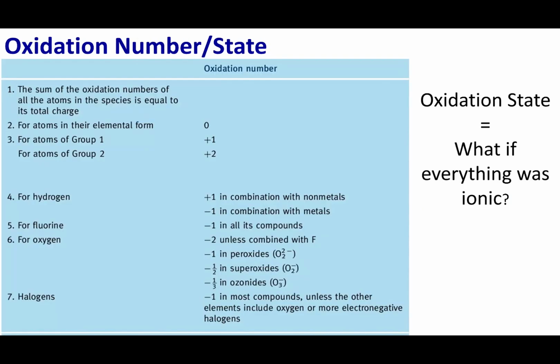Now, your book tells you how to assign oxidation states, but I like this chart right here. The most important thing that I want you to remember is that oxidation state and charge are two different things. However, they are related to each other. An oxidation state is a hypothetical idea. It is asking, if everything was an ionic compound, what would be the charge of that ionic compound?